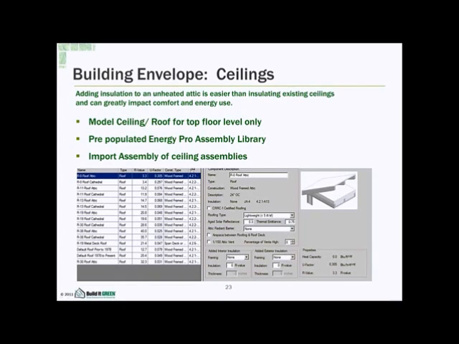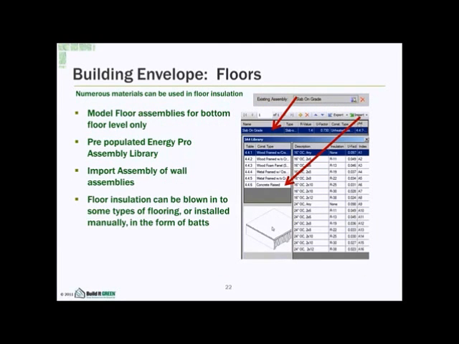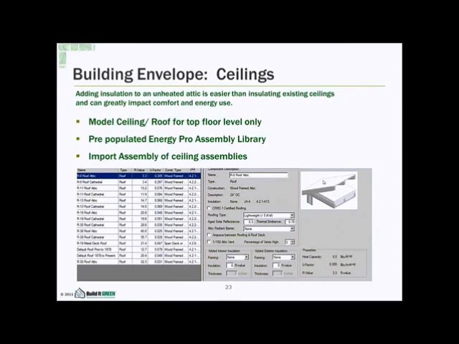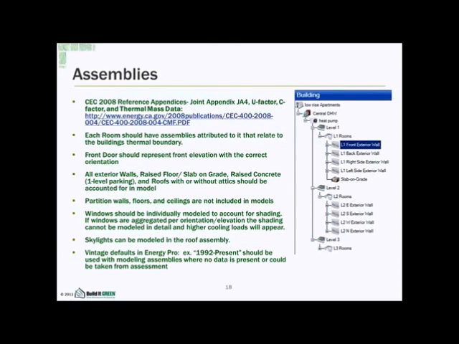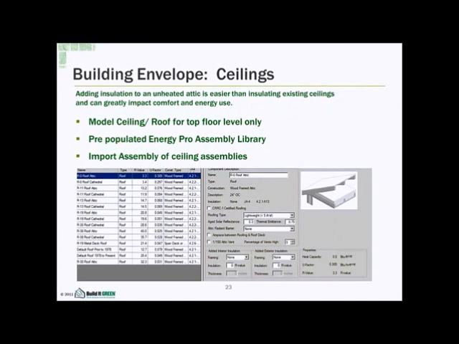And again, use the pre-populated Energy Pro assembly. And if you don't see your assembly, you can always import it. And just to give a quick example here, you'll see in Energy Pro, just like with the floor, you'll see these pictures that get popped in. And these are the same pictures that you see in the Energy Commission's JA4, the joint appendix. So all the pictures from the joint appendix are similar to what you see here and here for the roof and in the floor. So it's taking that straight from the code.